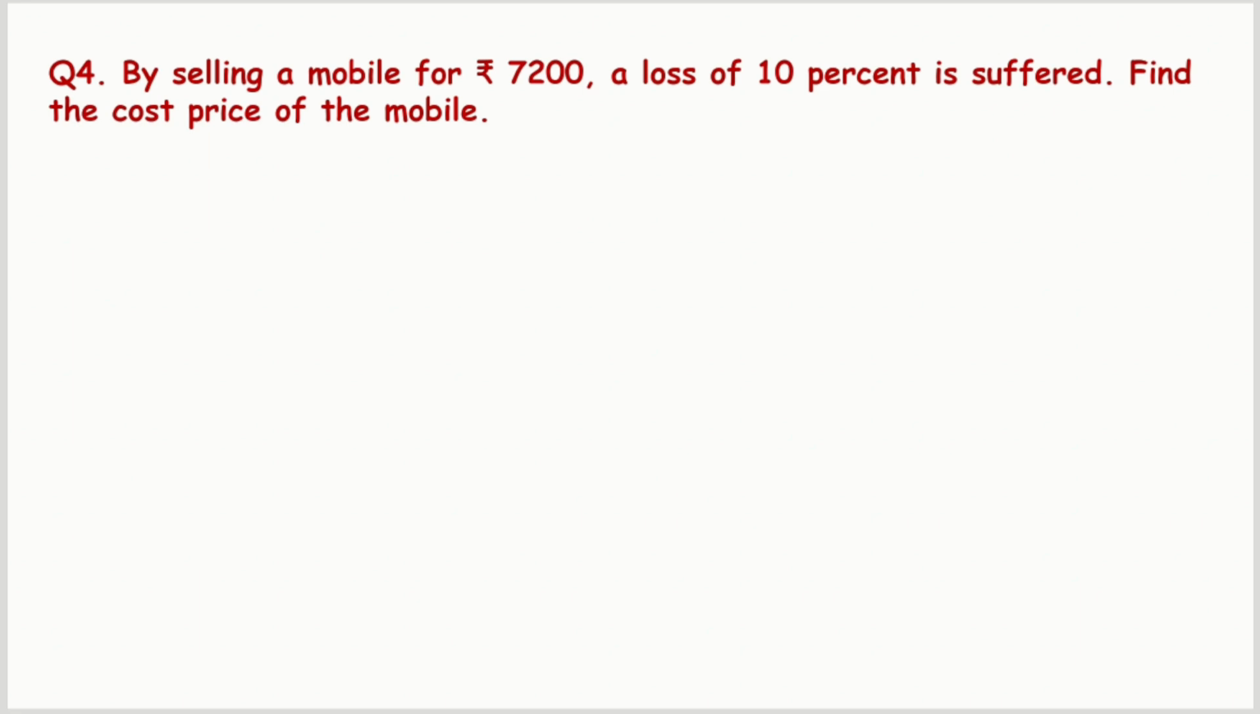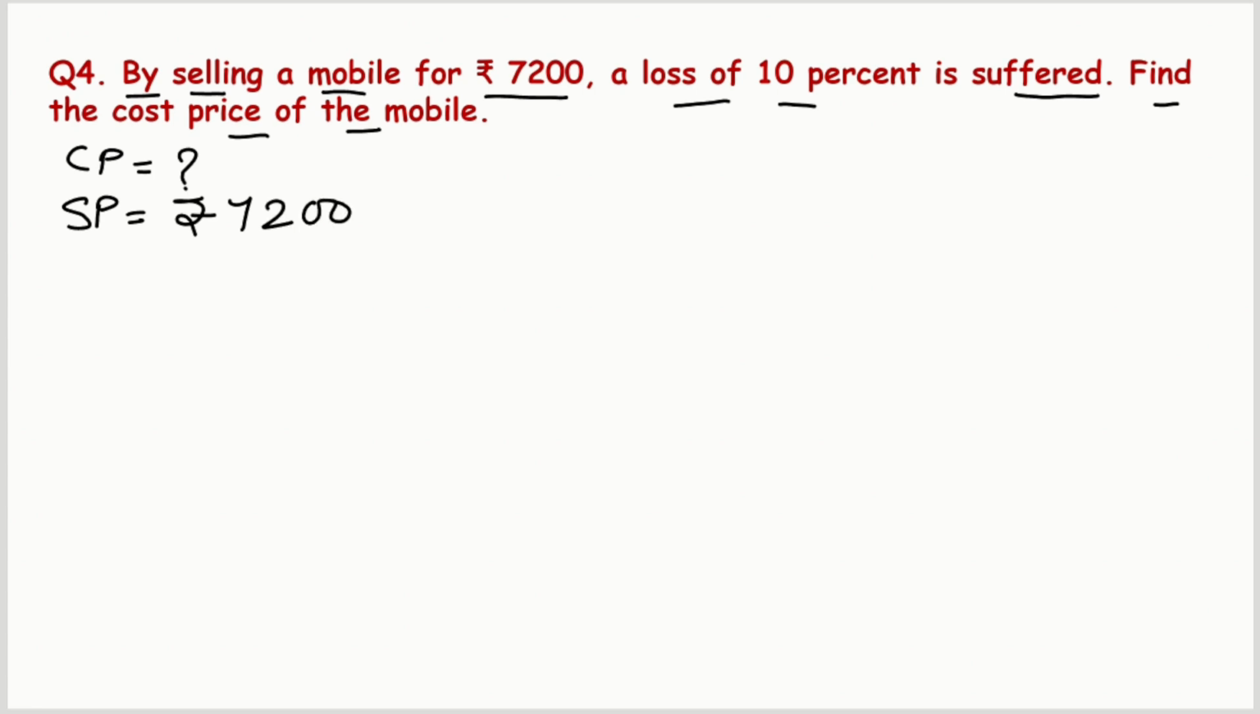Now here we have our next problem. By selling a mobile for rupees 7200, a loss of 10% is suffered. Find the cost price of the mobile. So we need to calculate cost price. SP is given, which is rupees 7200, and percent loss is given, which is 10% on CP. So let the CP be X.